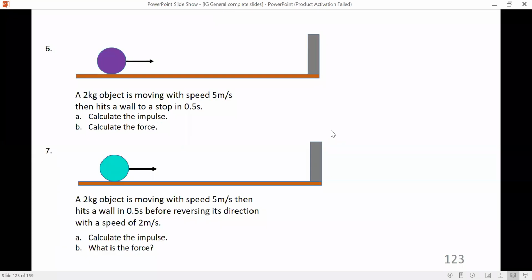Let's see question 1 here. We have a 2 kg object that is moving with speed 5 meter per second. Then it hits a wall to a stop in 0.5 second. Calculate the impulse. Remember before, we have two formulas to calculate impulse. We can use Ft and also we can use mv minus mu. Here the most suitable formula is mv minus mu because we don't have the force yet.